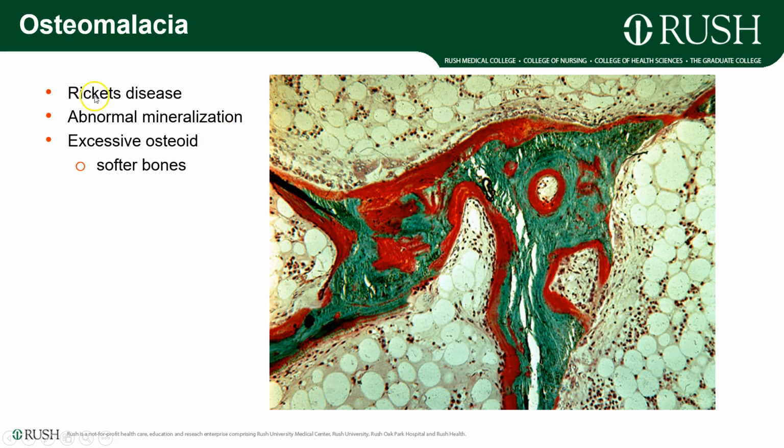Osteomalacia, also known as rickets, is where there's an abnormal mineralization of the bone. So in this picture here, the green stain is for the mineralized tissue, and the red here is depicting the unmineralized osteoid. So overall, the lack of mineral in these areas is making the bone softer. So it's referred to as a soft bone disease.